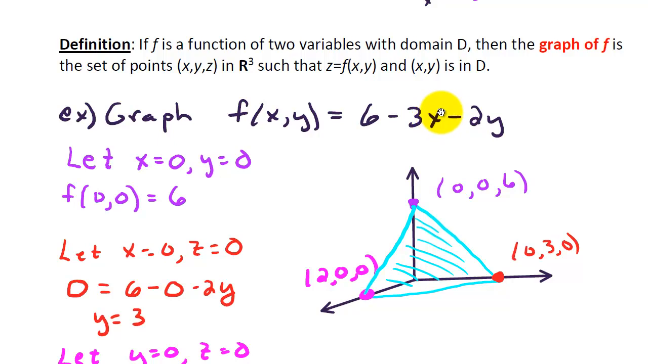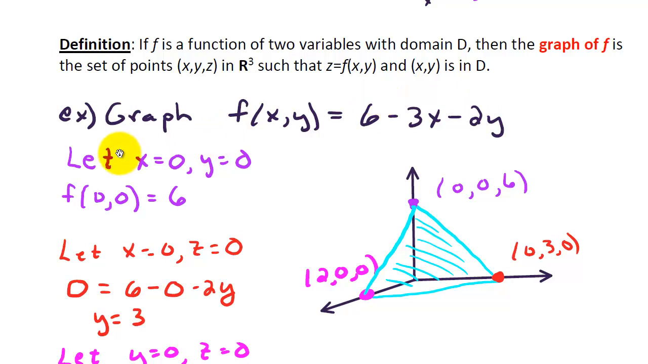And the reason it's a plane, not a line, is that we've got two input variables, the x and the y. Okay, so this is a linear function, so to speak. The exponents are only 1. That's why I know it's a plane. So if I could figure out where the plane intercepts the x-axis, the y-axis, and the z-axis, then we could just connect the dots and we'd be pretty much done.